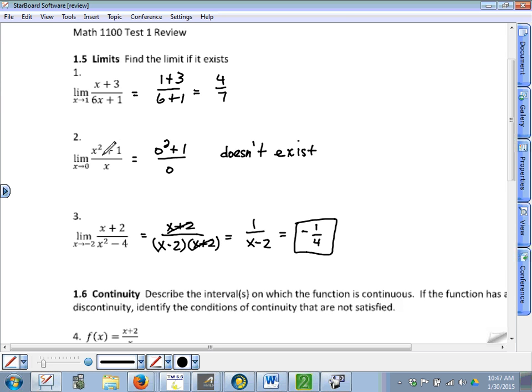And the reason we had to say on number 2 it doesn't exist is we were not able to factor anything out and simplify.